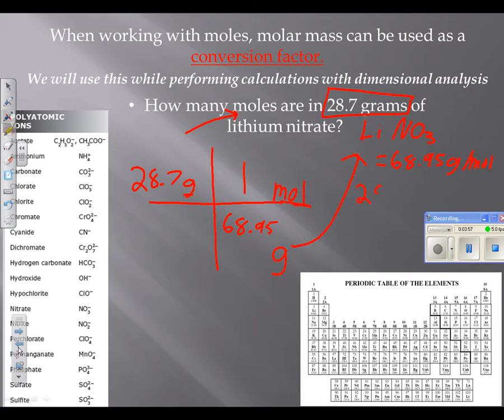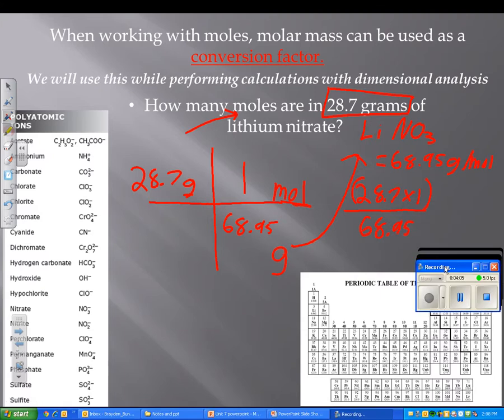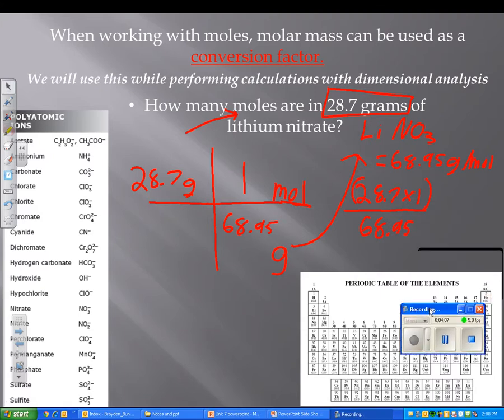So you do 28.7 times 1. Make sure you use your parentheses. Divided by 68.95. That will give you 0.4616 moles of lithium nitrate. Get used to keeping track of what particle you're working with, because we're going to be switching particles very, very soon, the next day or two.